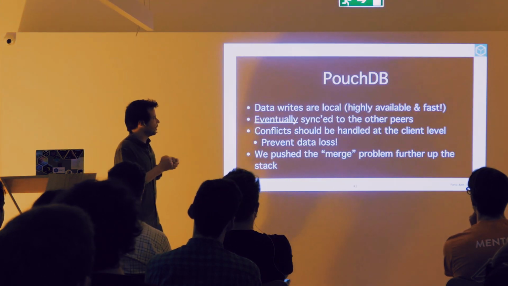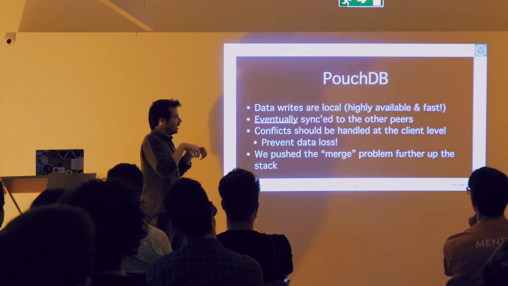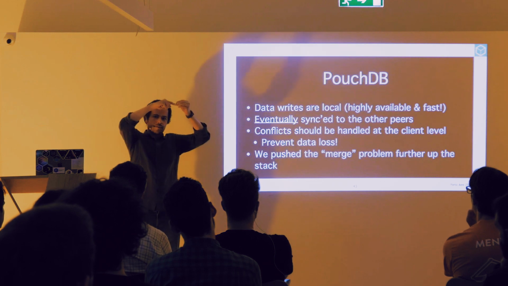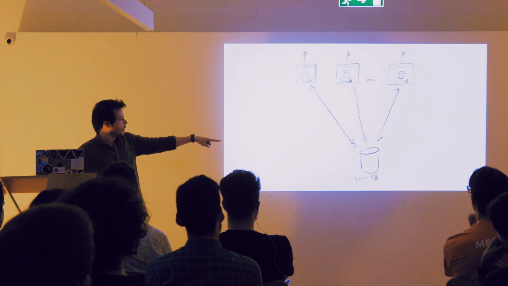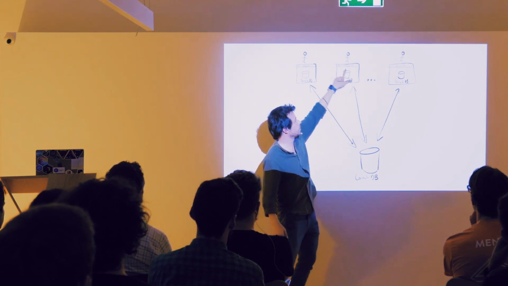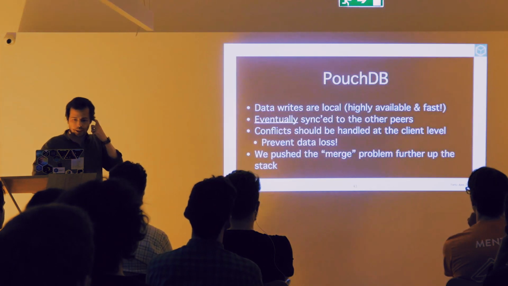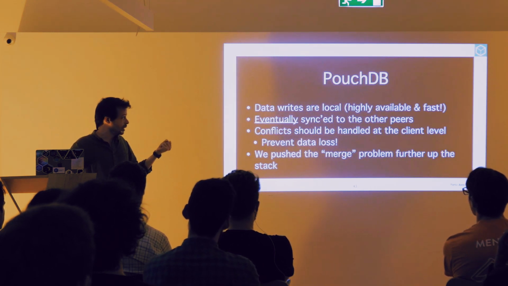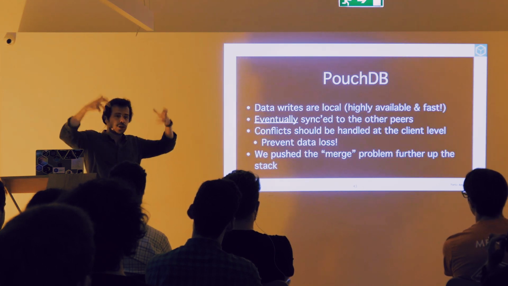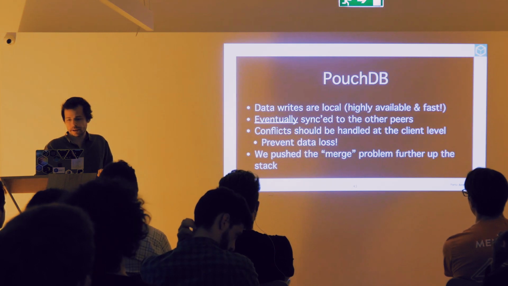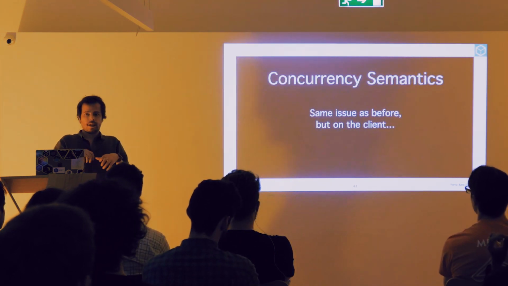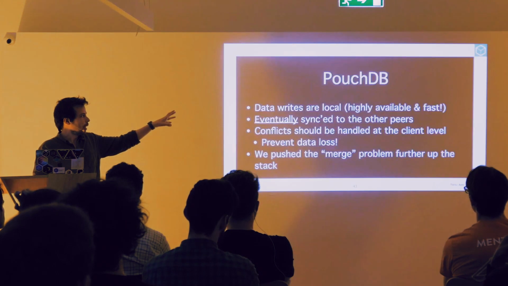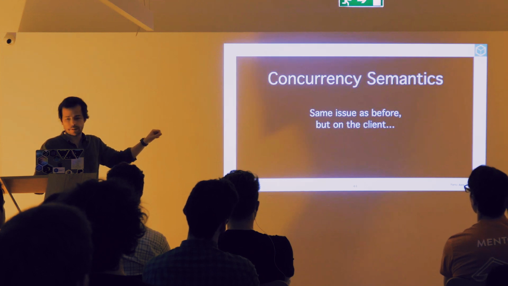The cool thing here is that the data writes are local, right? So they're highly available because they're local, and they're really fast. They're eventually synced to other peers via the backend server, the CouchDB. When someone makes a change here, it's propagated here, and then the others get that change, right? So conflicts should be handled at the client level, to prevent data loss. Really, what we did here was create a bigger problem and push the merge problem further up the stack to the client. So the concurrency semantics is the same, but on the client and on a larger scale. If you want to have the data local, I think we have to solve this problem, all right?